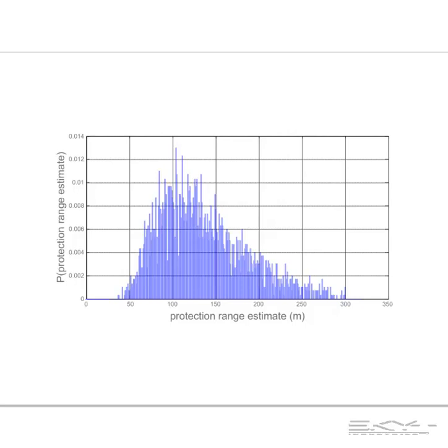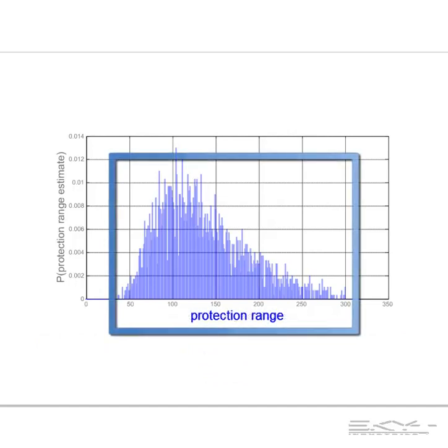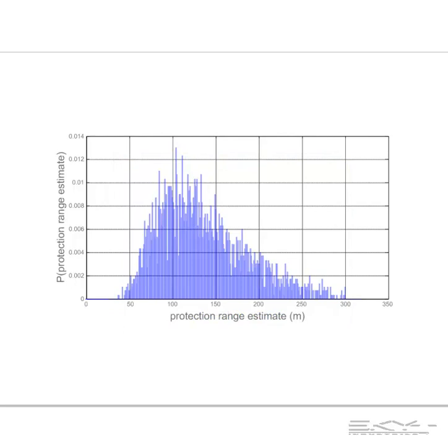In the real world, the attack scenario variation splashes the ground truth protection range across a range of values. So when we calculate it using all the possible attack scenarios, the protection range is expressed as something called a probability density function, also called a PDF. A PDF is a graph of the likelihood that the ground truth protection range is at a particular range. And the probability that the ground truth protection range lies between two range values is just the area under the PDF curve. As the user makes the probability smaller, the range interval in the probability density function becomes smaller.